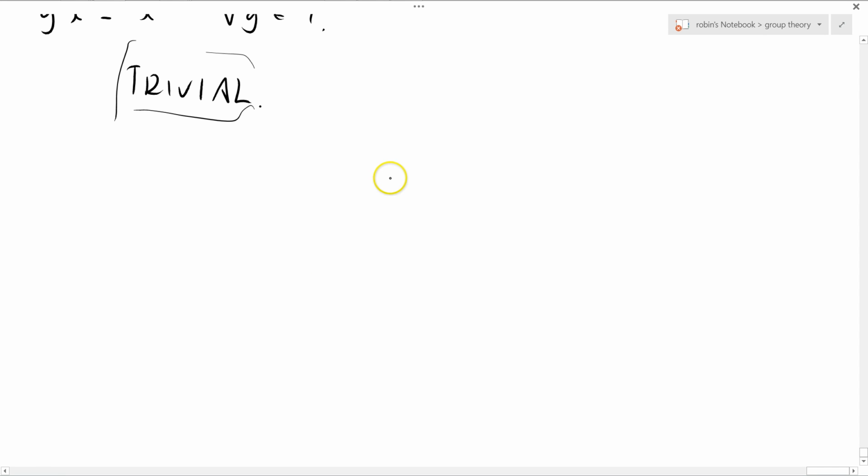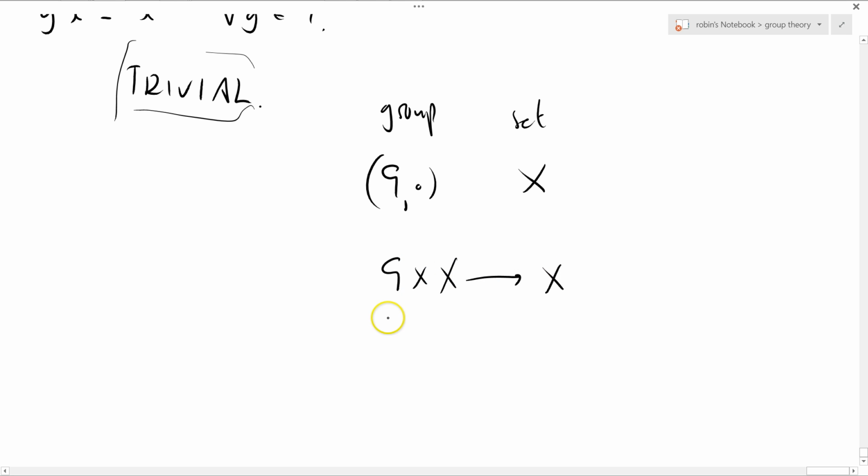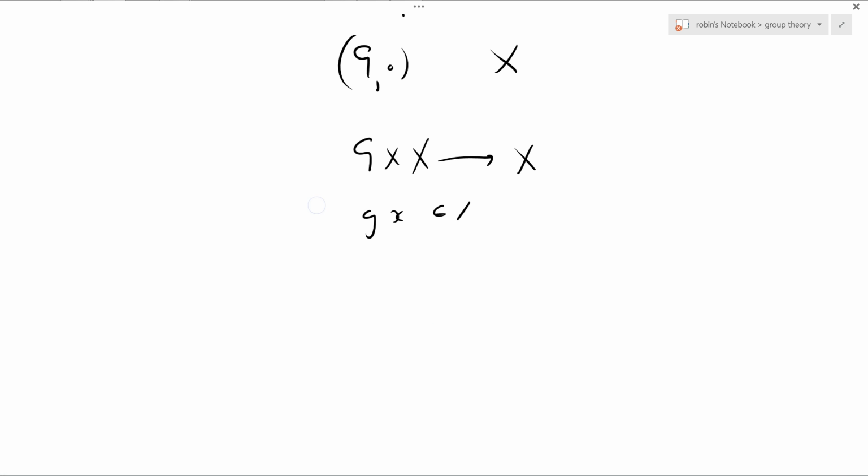Okay, so we've got a group acting on a set. We've got the group G, and we've got a set X. This is a group, this is a set. And we're setting up a map from G cross X to X, and we write it gx, and that's a member of the set X. And we've got two rules.